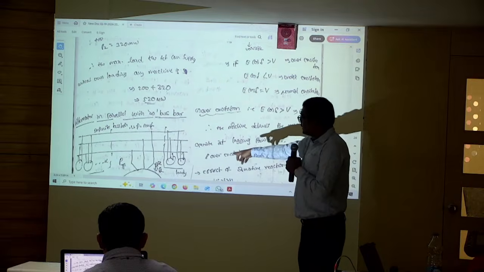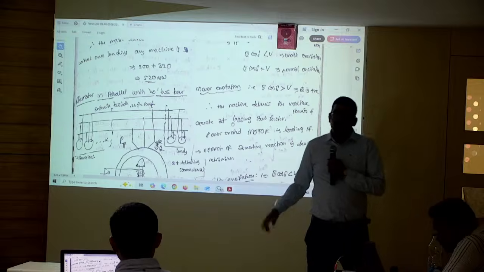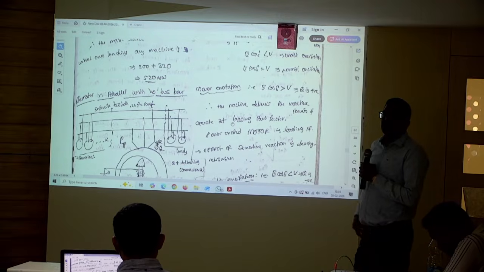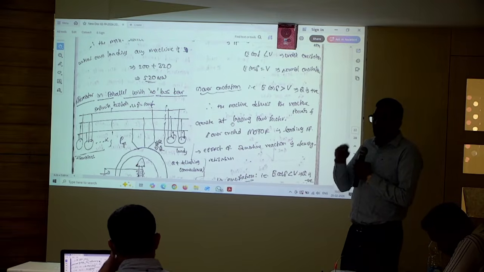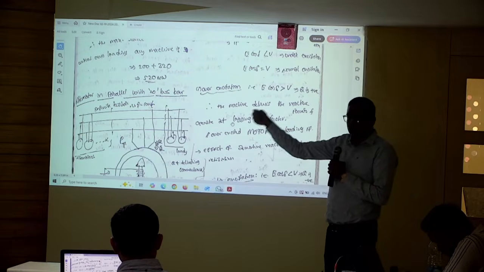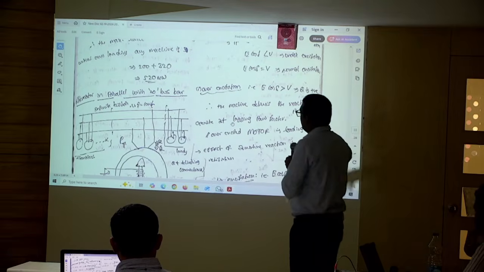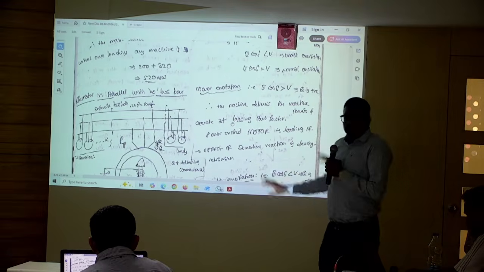No. Active power is always from alternator to infinite bus. Now reactive power is being shared from alternator to infinite bus bar and from infinite bus bar to alternator. How? That we are going to see.